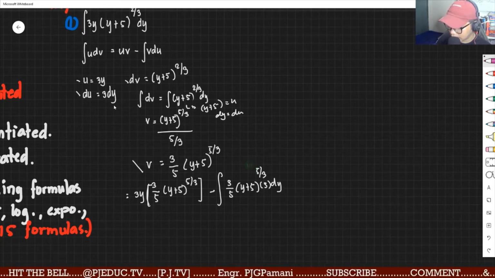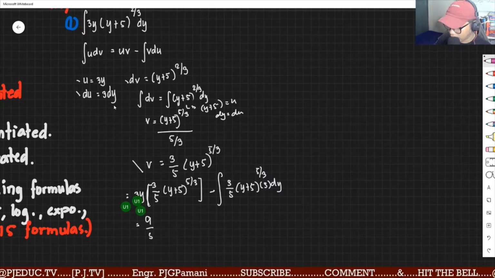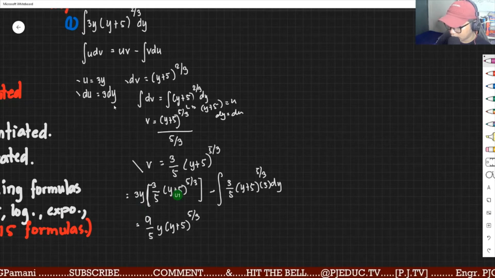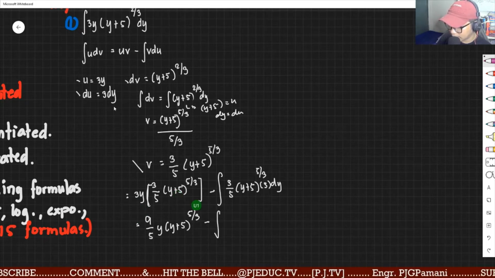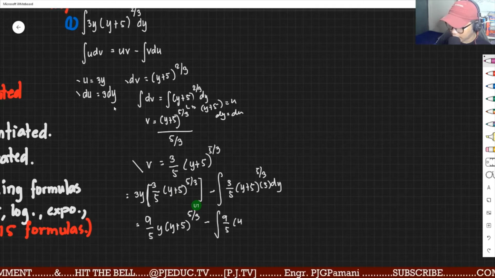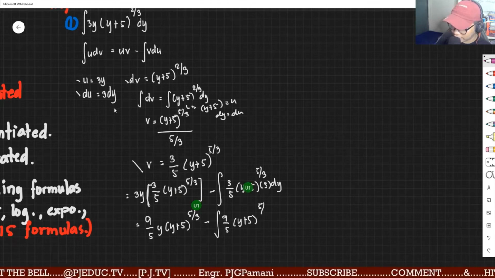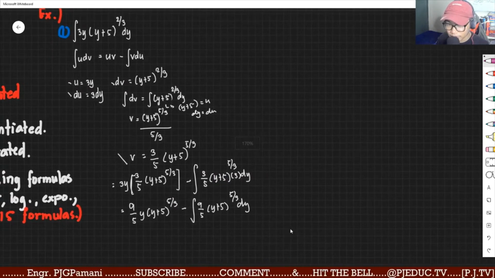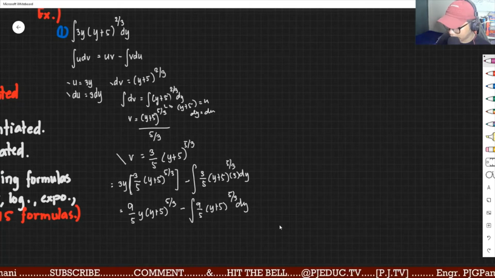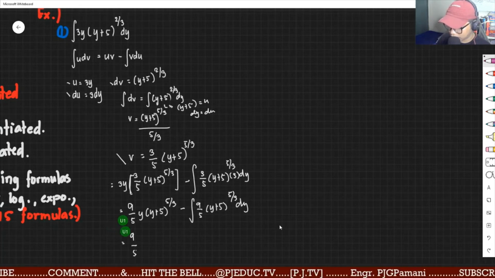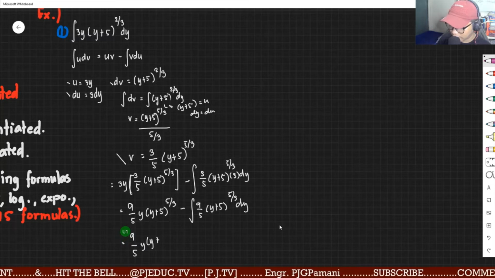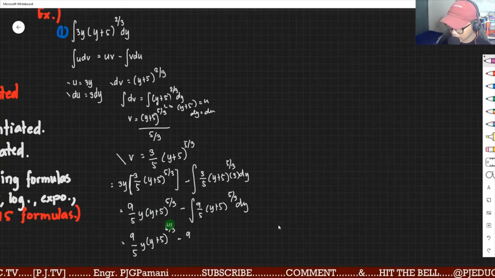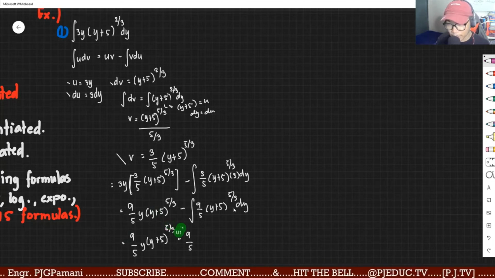Let's distribute. That is now 9/5 y times (y plus 5) raised to 5/3 minus the integral of 3 times 3, 9/5 of (y plus 5) raised to 5/3 dy. Okay? Then simplify further. It's still the same here. 9/5 y times (y plus 5) raised to 5/3 minus, the constant goes outside, what's next? Same as before.